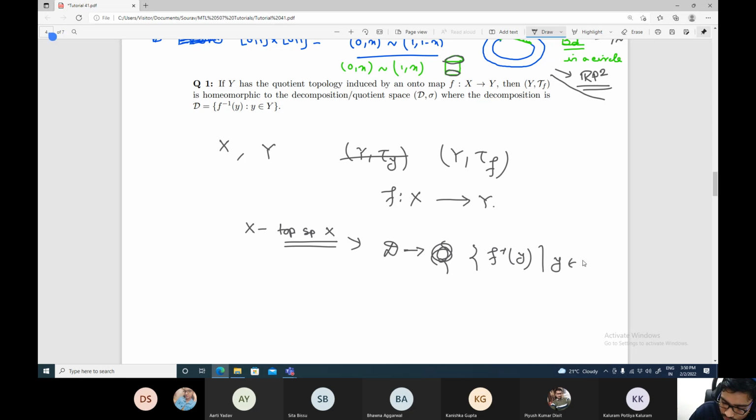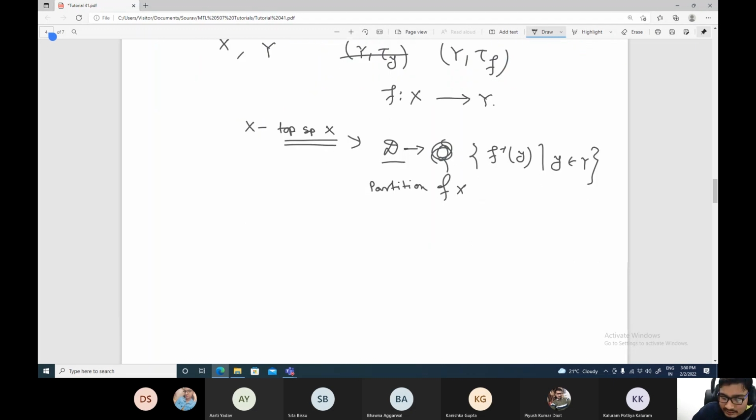This y belongs to Y. Of course, this is a partition of X. And in this script D, you can give a topological structure, or you can give the quotient topology, say D with sigma. This is the quotient space of X, where the elements, the partitions or decompositions, look like f inverse of y.